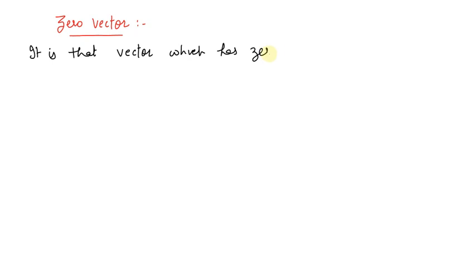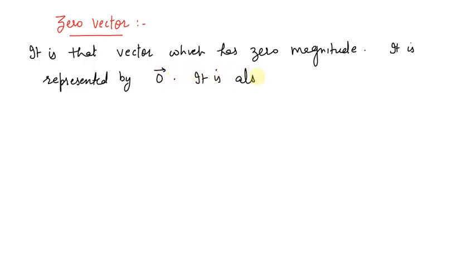Today we will discuss a topic that is the zero vector. It is that vector which has zero magnitude, it is represented by, it is also called null vector.